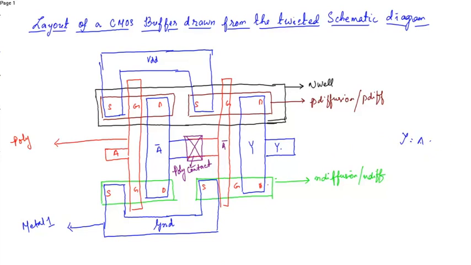Now, after drawing the layout, you have to place the contacts. Here there is a connection between the P diffusion layer and the metal layer, so we have to place a P diffusion contact. So this is a P diffusion contact, or while writing commands in Magic we write PDC.